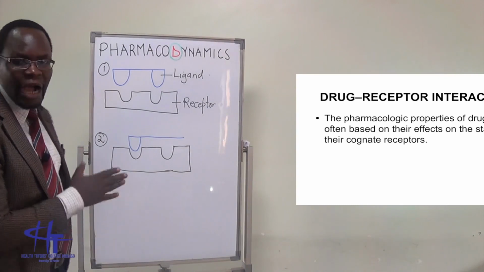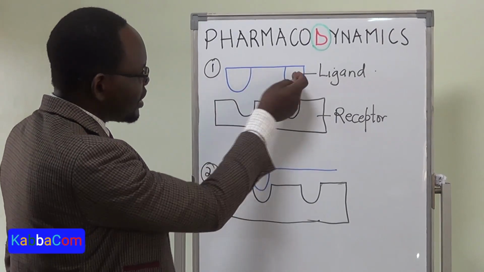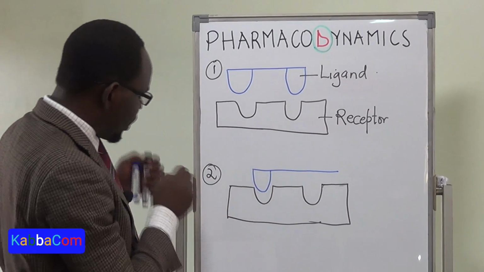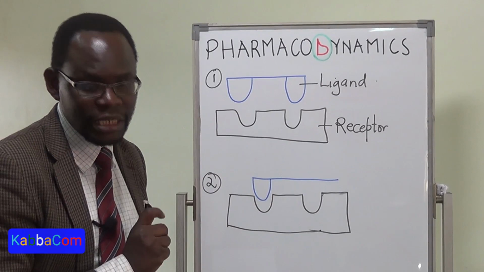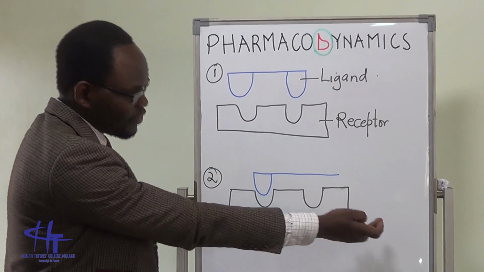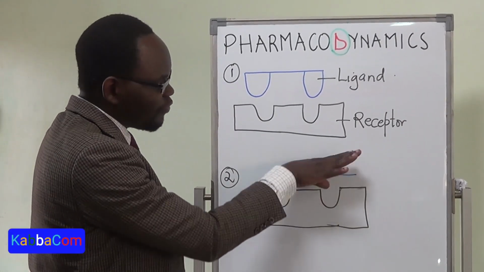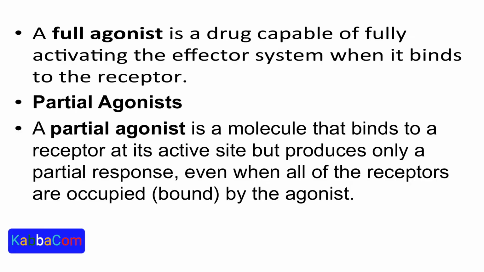Now, a partial agonist, on the contrary, only has one part which will be able to fit in only one site of the receptor. However, the other part is not free, because if it sits, then it ends up obstructing this other part of the receptor. And so that is what we refer to as a partial agonist.